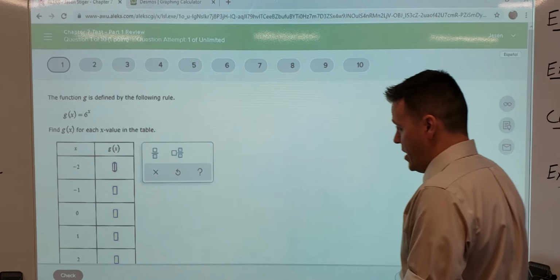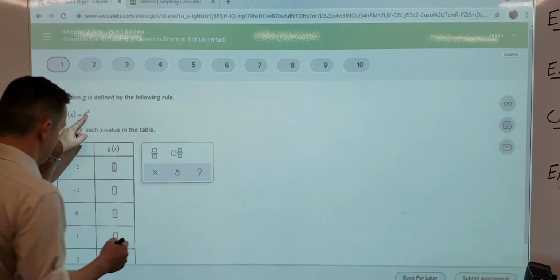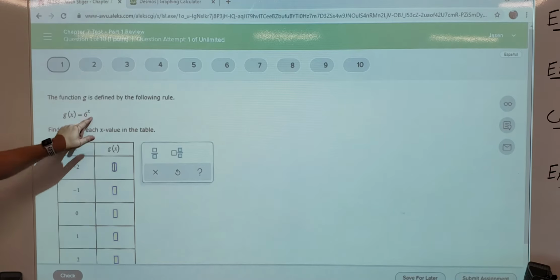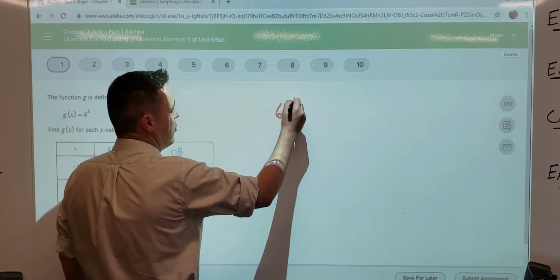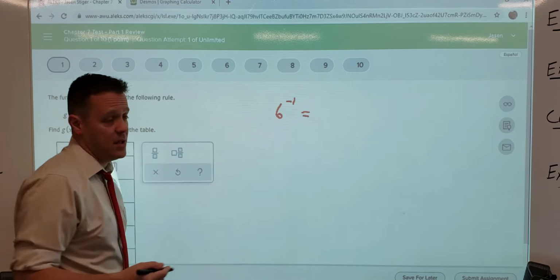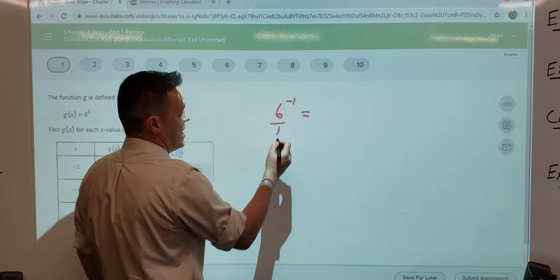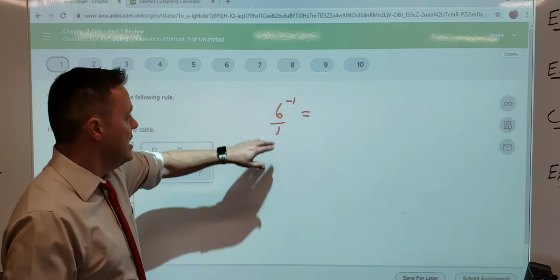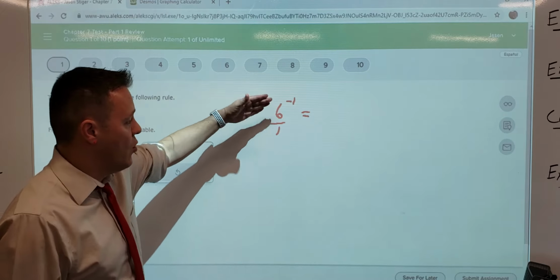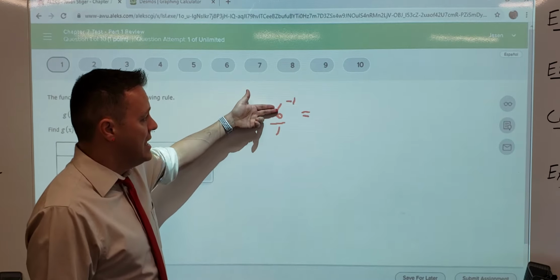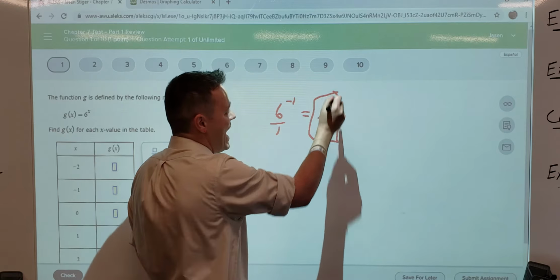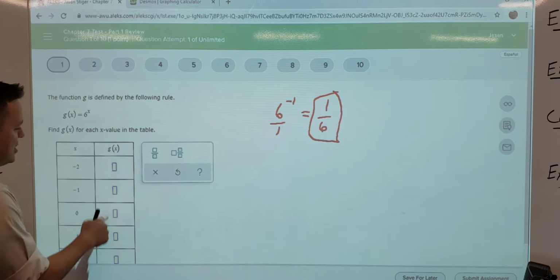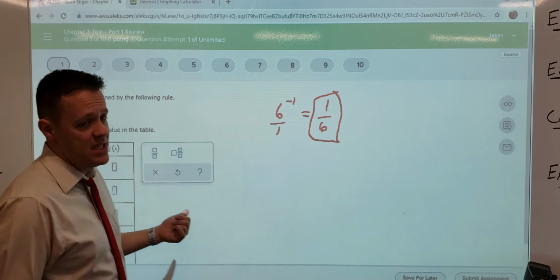6 squared would be 36, 6 to the 1 is 6. But what happens when you have 6 to the negative 1? We talked about this before in our class: a negative exponent you can't actually have. Technically this is 6 over negative 1, so what you're supposed to do is flip it, so this goes to the bottom. So this would be 1/6. That is the fraction equivalent to the decimal that you see in Desmos.